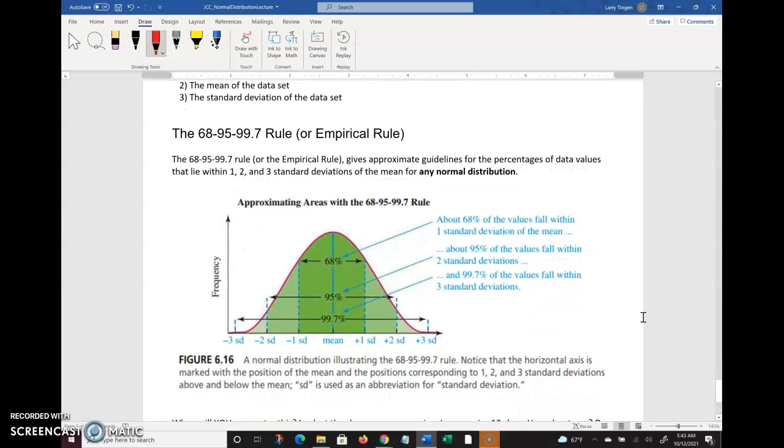Finishing up, we know so much about the normal distribution that it turns out for any normal distribution, 68% of our data is going to fall within one standard deviation of the mean, 95% within two, and 99.7% within three standard deviations. We'll talk more about this tomorrow.